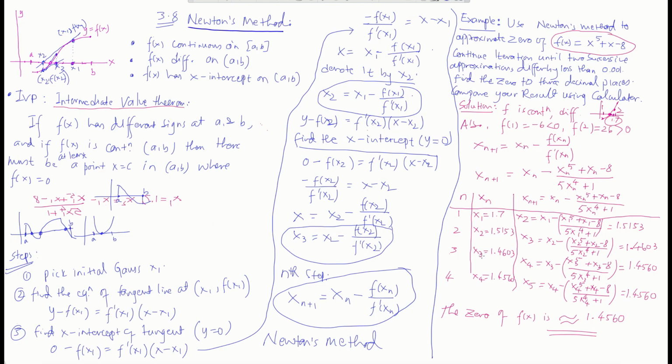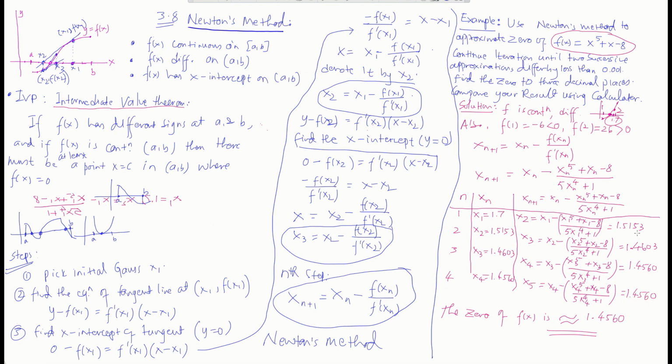Now at n equals 3, x3 is the same value, copy that. And then you will get x4, because n equals 3 means x_{3+1}, x4, equals x3 minus that value. Plugging into the calculator, I got 1.4560. Continue the same way. For n equals 4, x4 equals 1.4560. Plug that into the formula: x4 minus (x4^5 + x4 - 8) divided by (5x4^4 + 1). I got 1.4560. Now I stop.